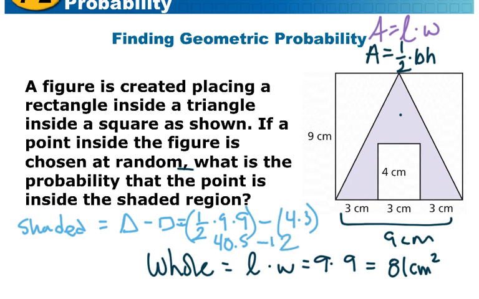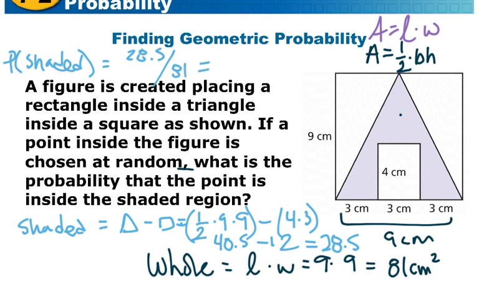And so the area of the shaded region is going to be 28.5. Officially, that means the probability of being in the shaded region is 28.5 over 81. If we divide those, we end up with 35.2% likely. So that's a little bit more than a third of the entire region.